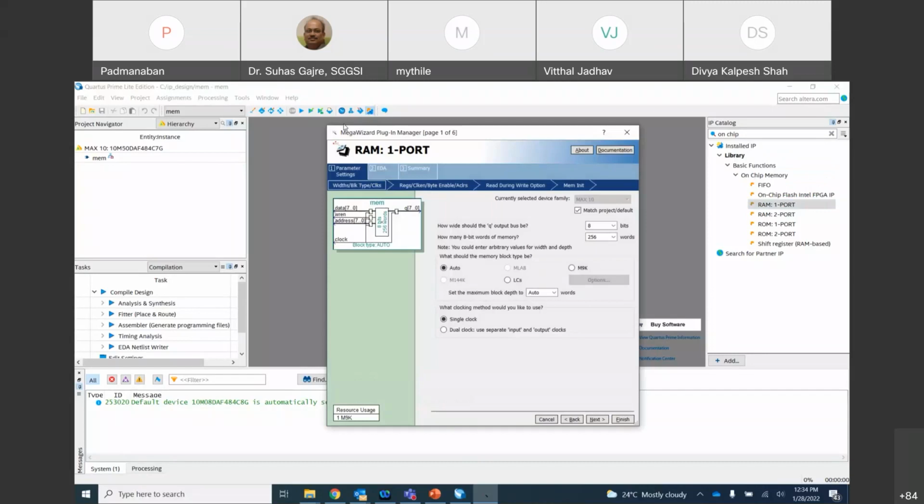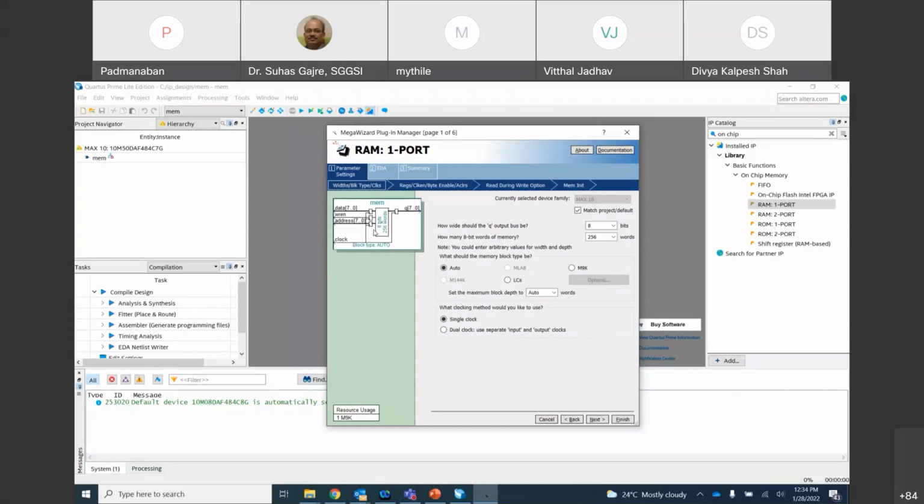Now you can see that this is called the Mega Wizard. This Mega Wizard plugin manager will show you what are the parameters you can enter to integrate this intellectual property into your design. So let us take this RAM single port here. You can see what are the parameters that are available one by one. We can try it right now. If you see here, what is the scenario? You have data 7 down to 0, and then write enable, address, clock, everything is available.